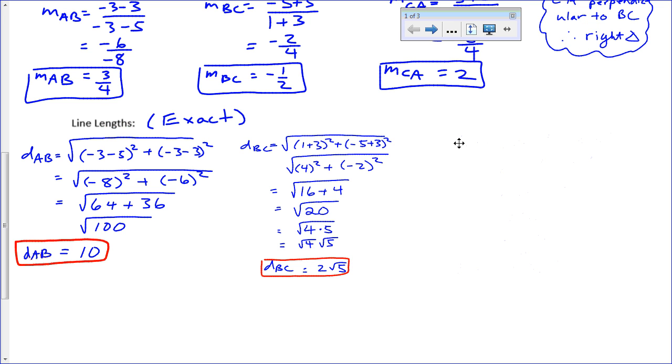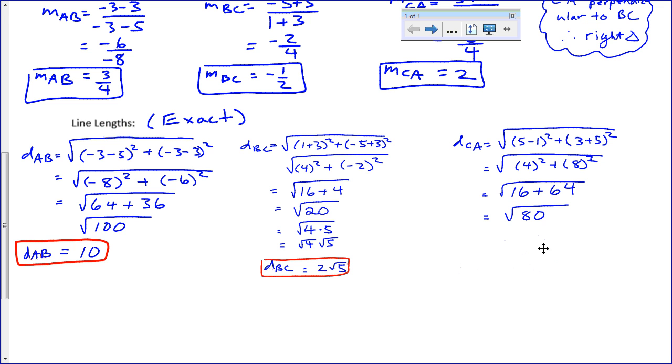And we can do the same for CA, for its distance. So we end up with something that looks like this. We get the square root of 80. Now, you know that 80 is divisible by 16 and 5. So 16 times 5 gives 80. So we can write that out as the square root of 16 times root 5, and we end up with this problem here.